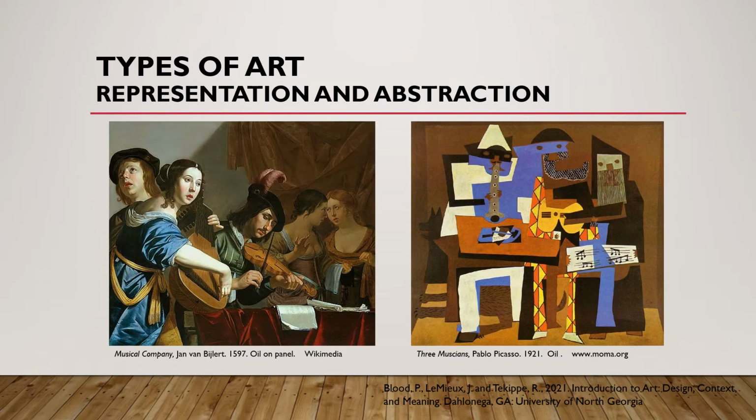Here again, we have examples. On the left, we have a representational piece of art, looks real. On the right, we have an abstracted one. They're still musicians, they're still playing instruments, but in two completely different styles.